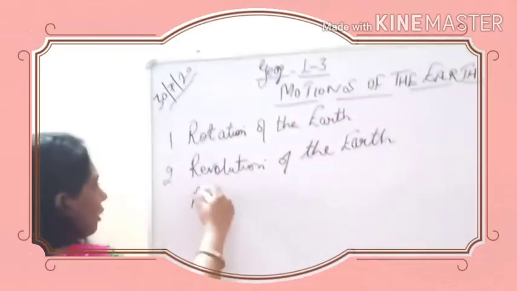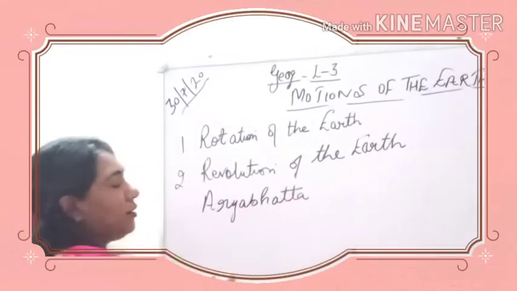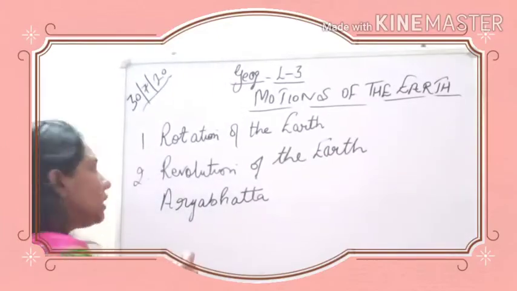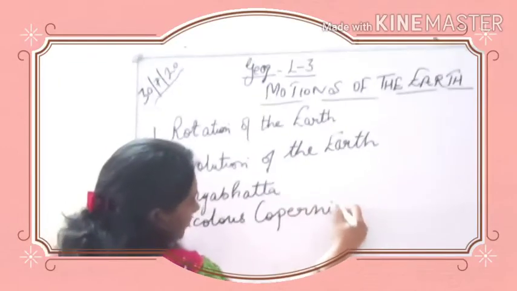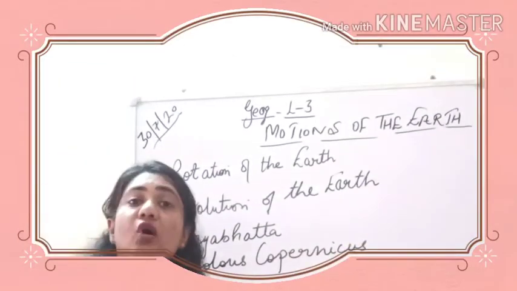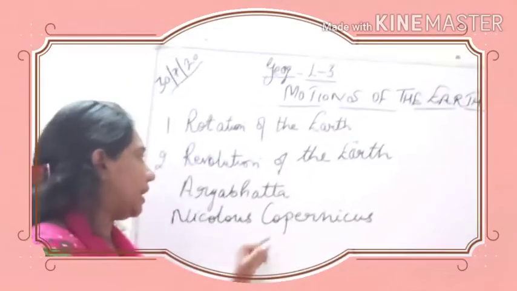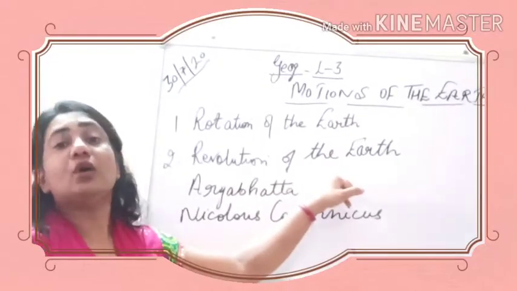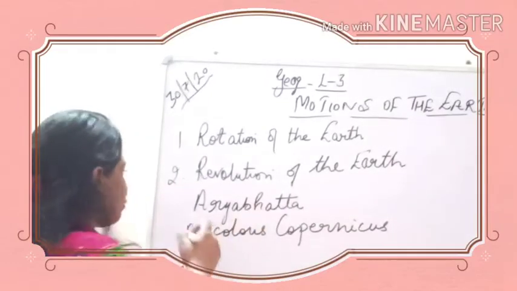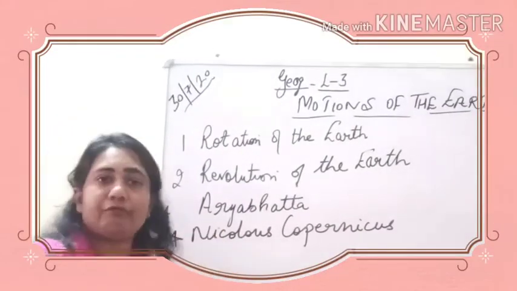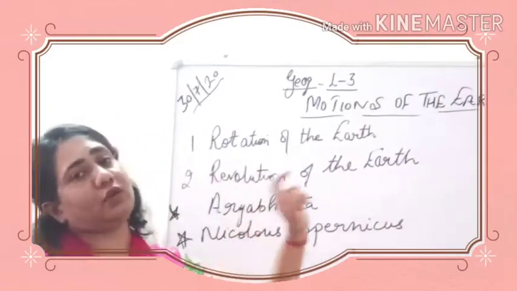We will also be studying about Aryabhatta. You might have heard his name. And we will also be studying about Nicholas Copernicus. He proved that the earth not only moves around its own axis, but also moves around the sun. So these two persons, I will be giving you a brief detail, and then we will be moving on to the main topics in this chapter: rotation and revolution of the earth.